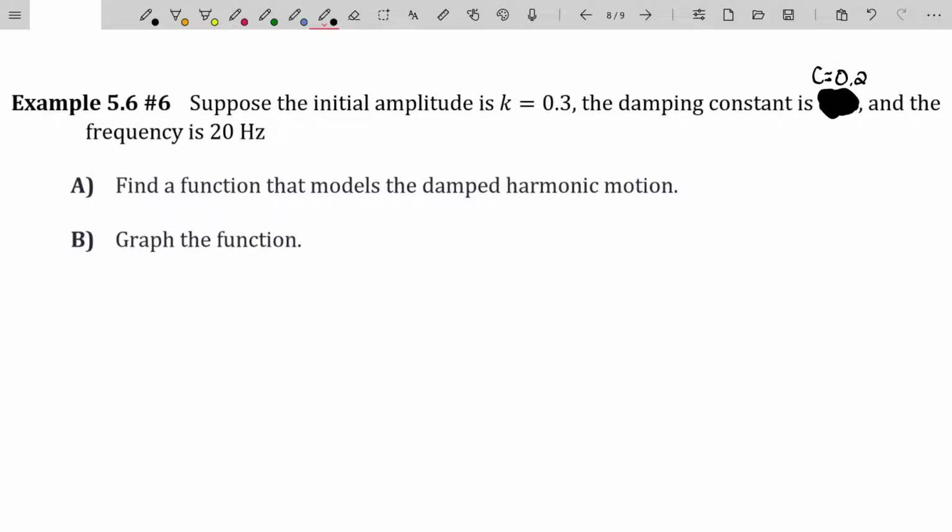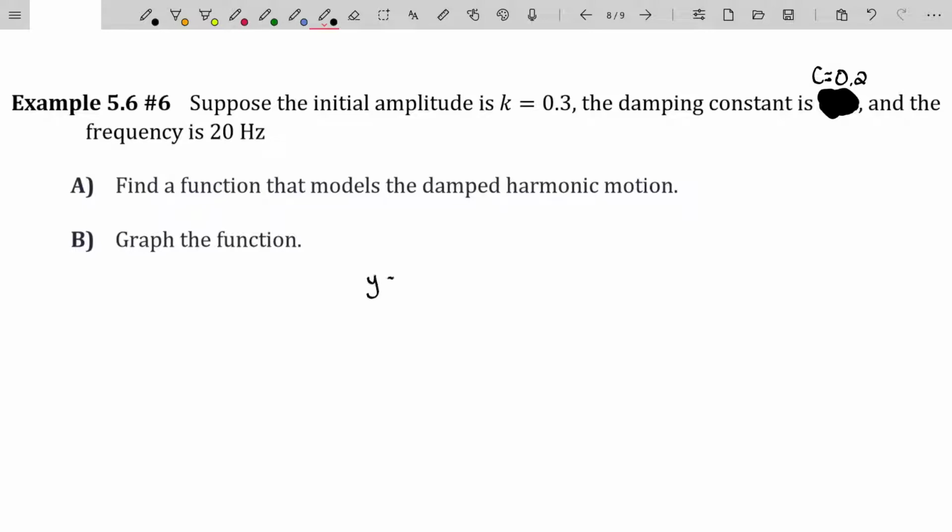Didn't have the equal sign there. And the frequency is 20 hertz. Find a model or a function that models the damped harmonic motion. Well, I'm going to go ahead and choose sine, but you could use cosine as well, honestly. The initial amplitude is 0.3.